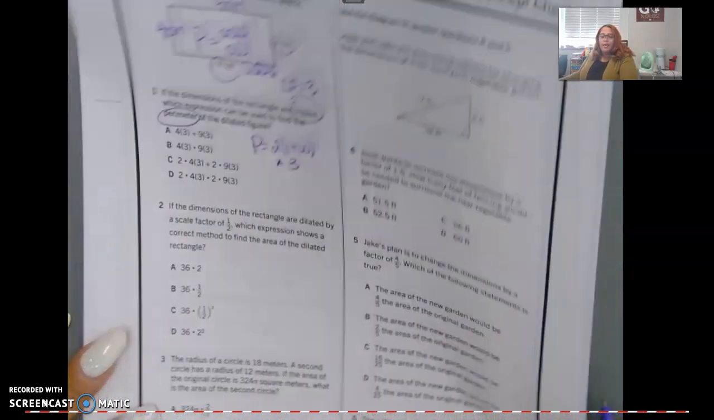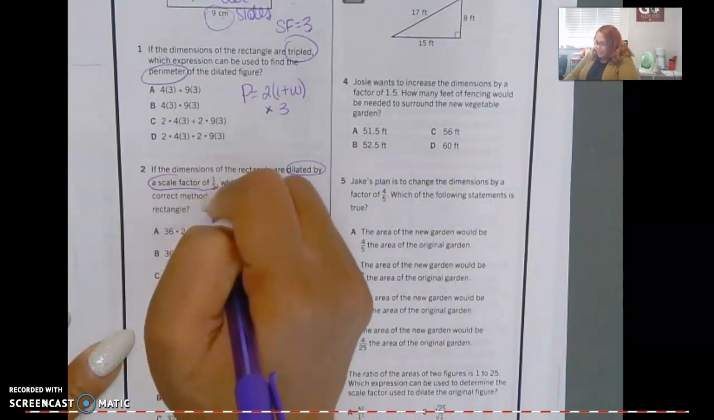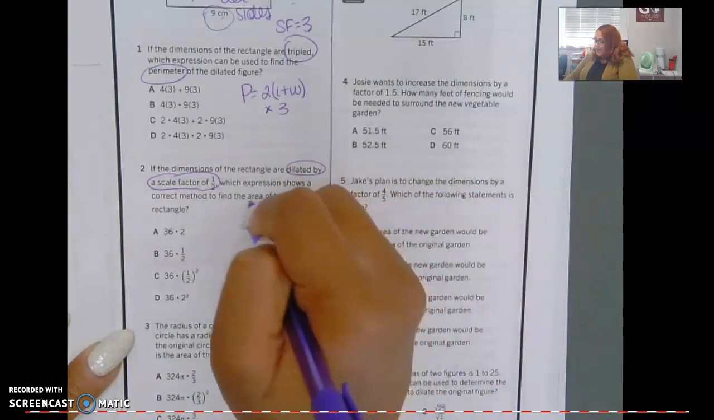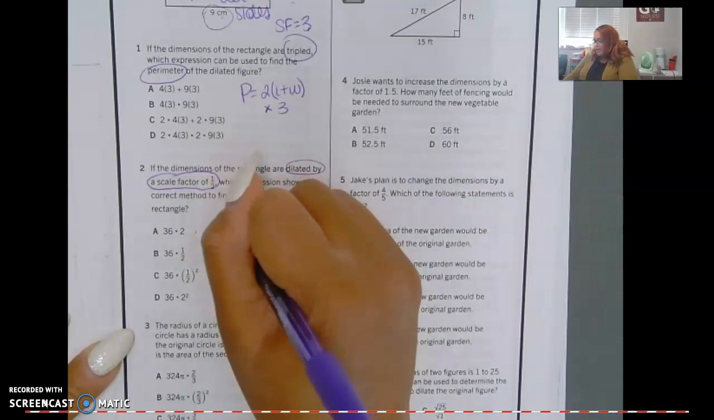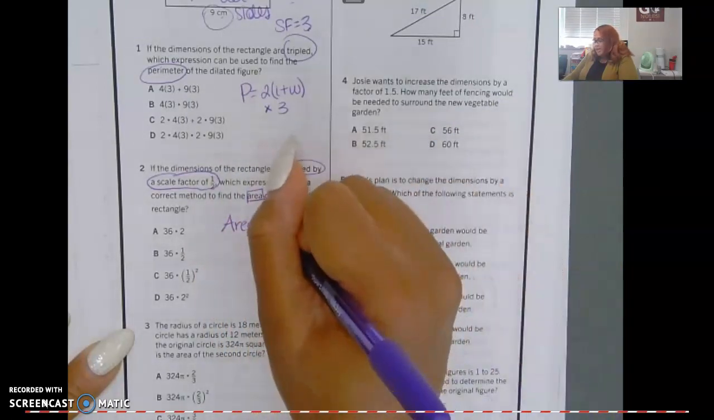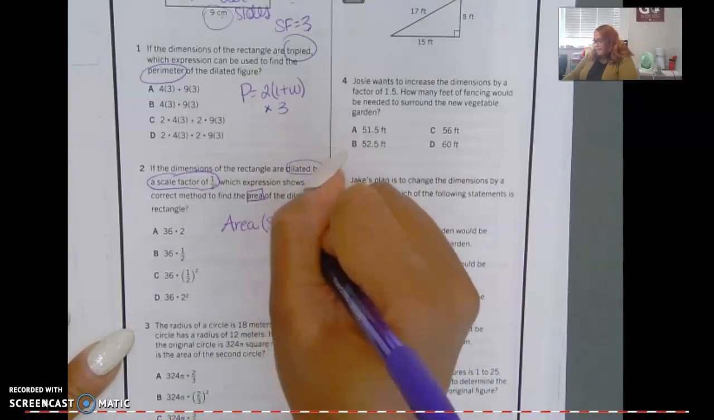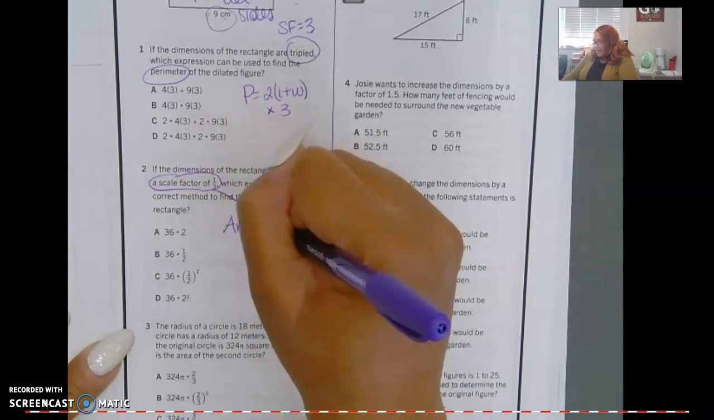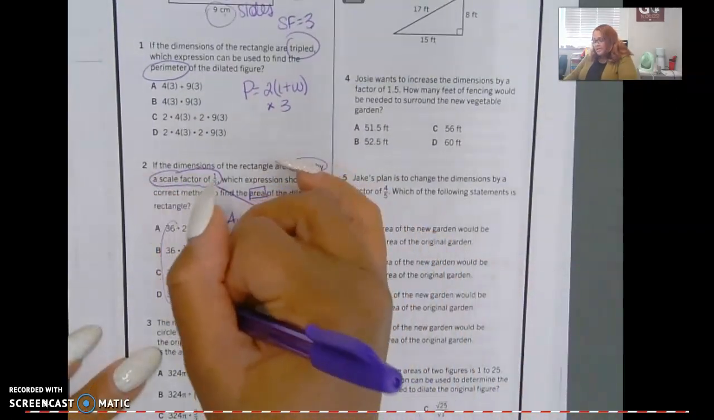Number 2. If the dimensions of the rectangle are dilated by a scale factor of 1/2, which expression shows the correct method to find the area of a dilated rectangle? So remember, if area is applied to a dilated shape, the change in area is the scale factor squared. So you need to take the scale factor and square it. Multiply it by the area. All these areas are the same, by the way.